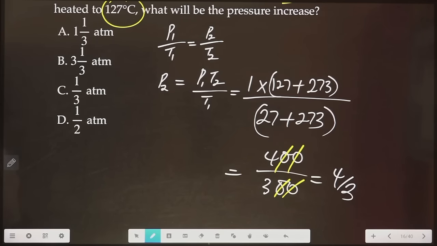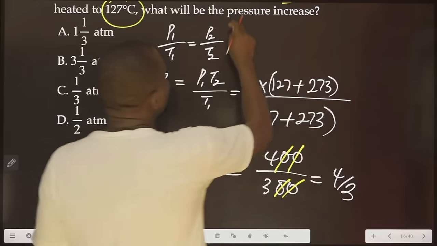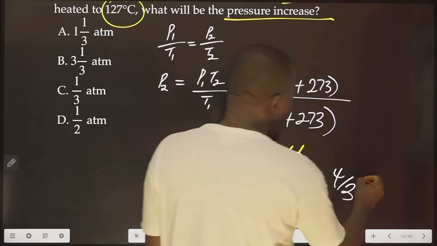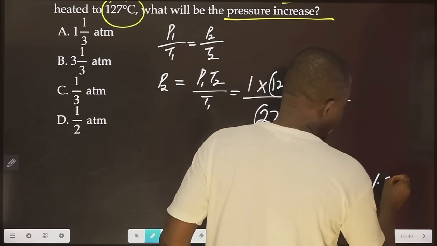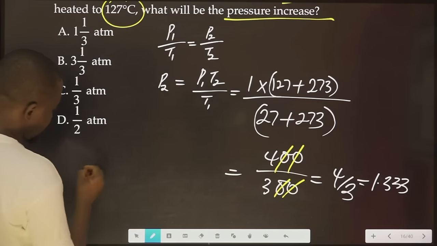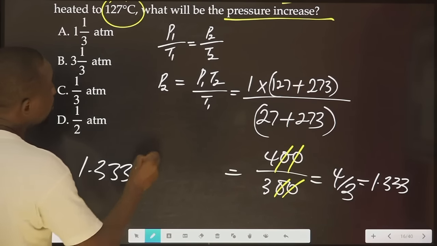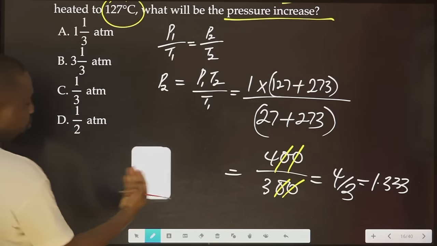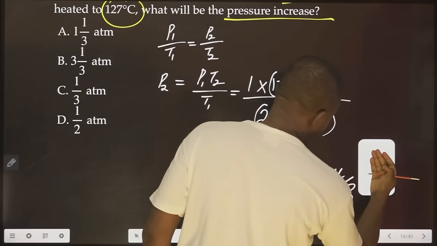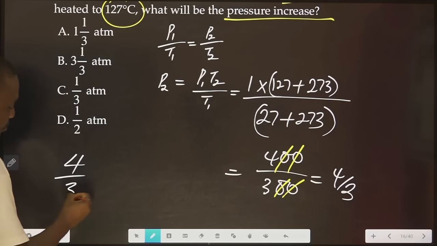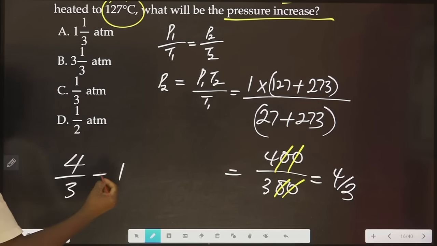But this is not the final answer, because we are told to calculate the pressure increase, not the new pressure. And you agree with me, if we actually divide this, we're going to have 1.333 continuously. So for the increase, we simply use this value minus what is given to us. As you can see, this is in fraction, so let us better leave it in fraction, because we need to use the answer to guide where we are going. It's like our map we use to go to the next location.